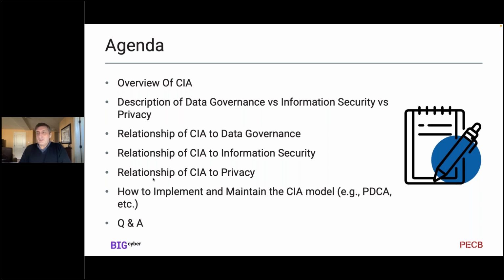We'll also talk about data governance versus information security versus privacy, and we'll roll through those definitions at the start of the presentation. And then we'll relate the CIA Triad to each of those topic areas, to data governance, information security, and privacy. And then we'll look specifically at how to implement and maintain the CIA model. I'm also going to throw in at that point some, as I alluded to a few minutes ago, contrary points of view on the CIA Triad and its use within information security and cybersecurity in general.